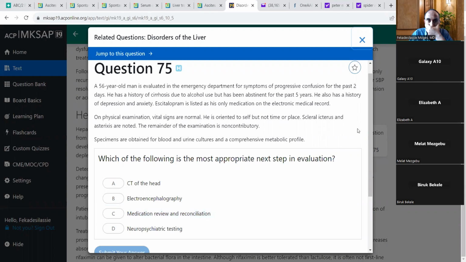CT of the head, electroencephalography, medication review and reconciliation, and neuropsychiatric testing.